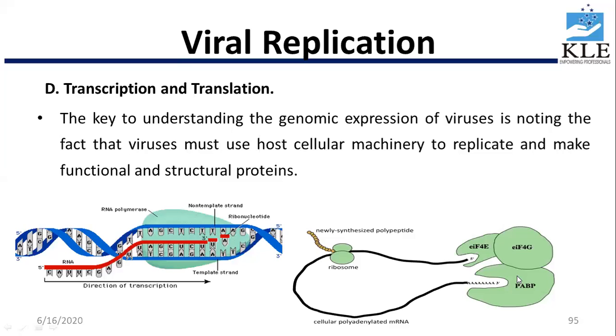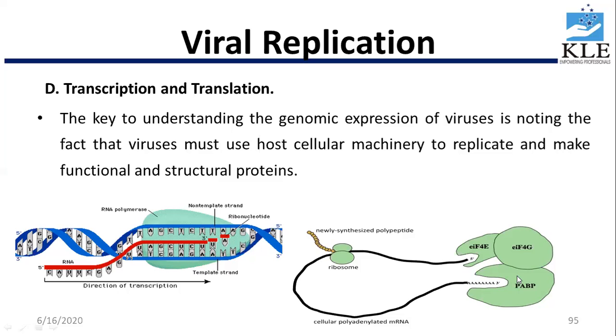And the third step is the replication of the viral nucleic acid. Once the messenger RNA is synthesized, that will help in the production of the viral proteins, but at the same time, in the third step, there will be a replication of the genetic material. The daughter virions require the genetic material. So if it is DNA, DNA replication will take place, and if it is RNA, RNA replication will take place.